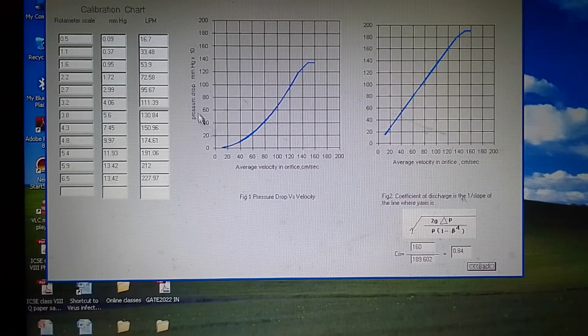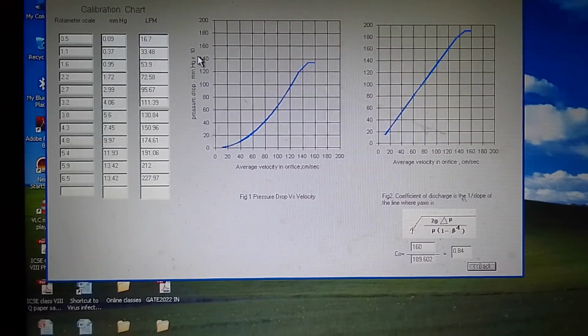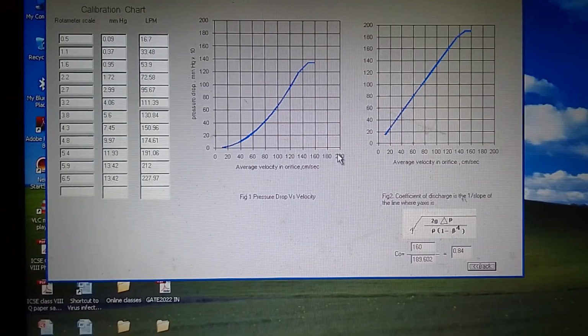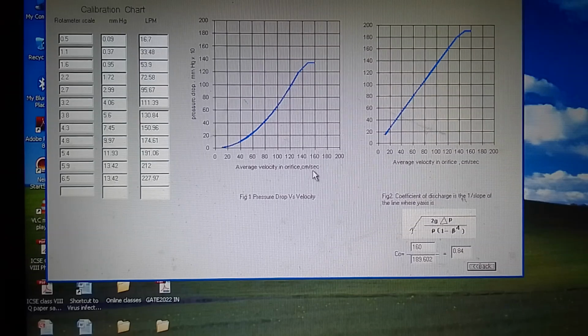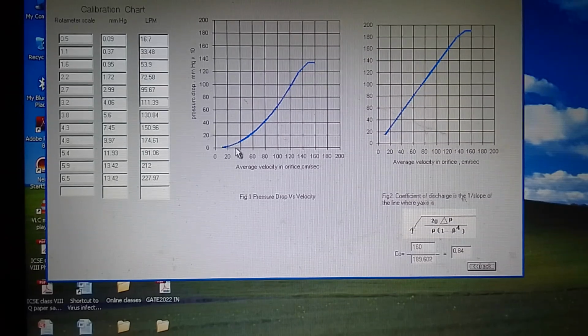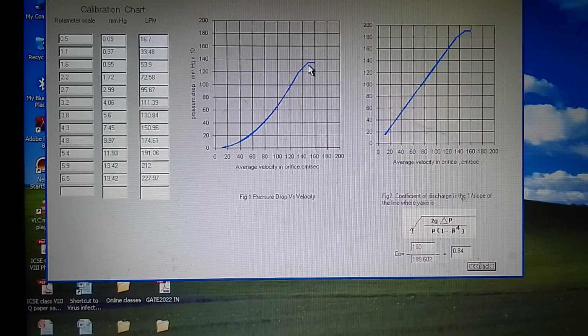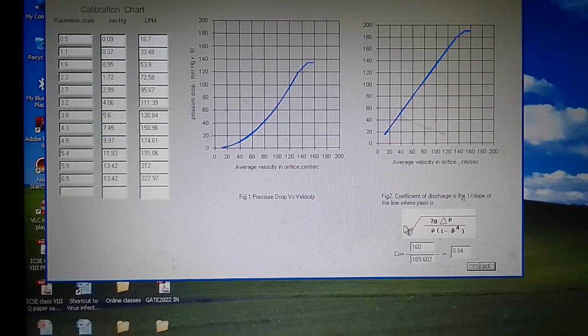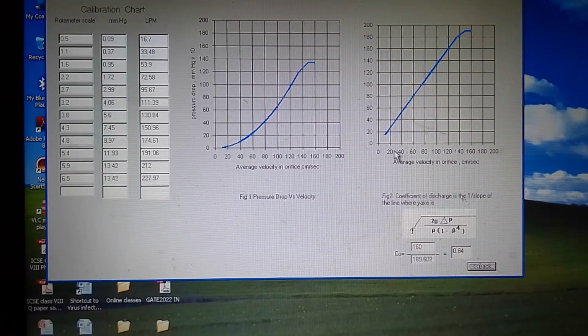So here you will find the pressure drop in millimeter of mercury, 10 times magnified in its y-axis, and the velocity in the orifice in centimeter per second, which is perfectly parabolic in nature. It is because the time was not employed. So you will find almost the same flow rate here. Now here, this is for the orifice plate.